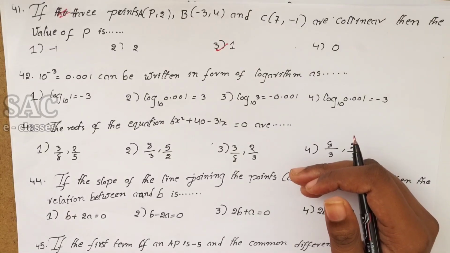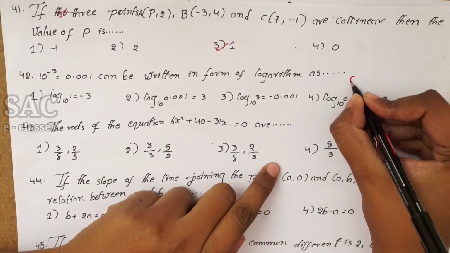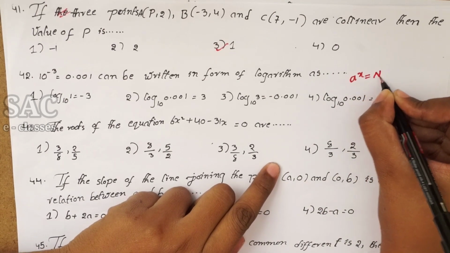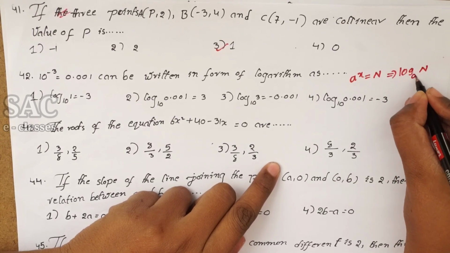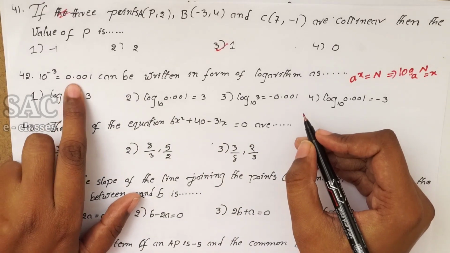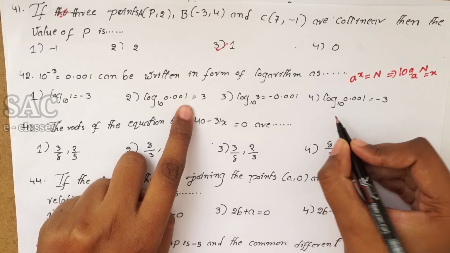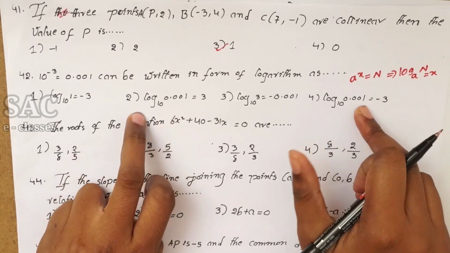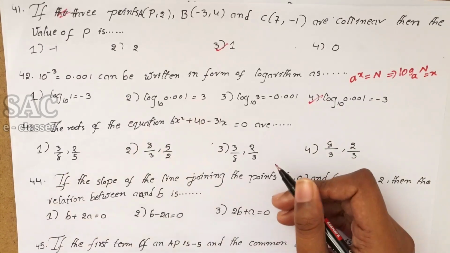The 42nd one: 10 to the power of minus 3 can be written in the form of a logarithm. As we know, a power x is equal to n means definitely log n to the base a equals x. Now the number is log of 0.001 to the base 10. Here 3 is given, here minus 3. So option 4 is correct.